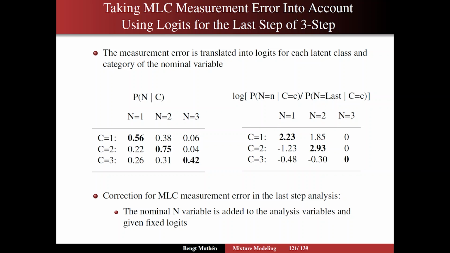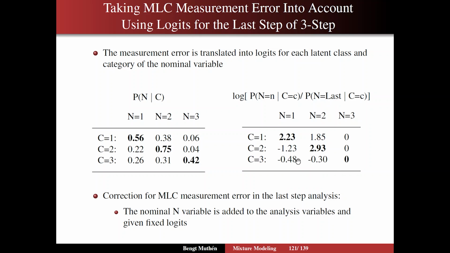So we want to translate these probabilities into logits: logit for n given C divided by n last class given C. So we look at a certain value for n, a certain category for n, compared to the last category for n. So let's take an example.